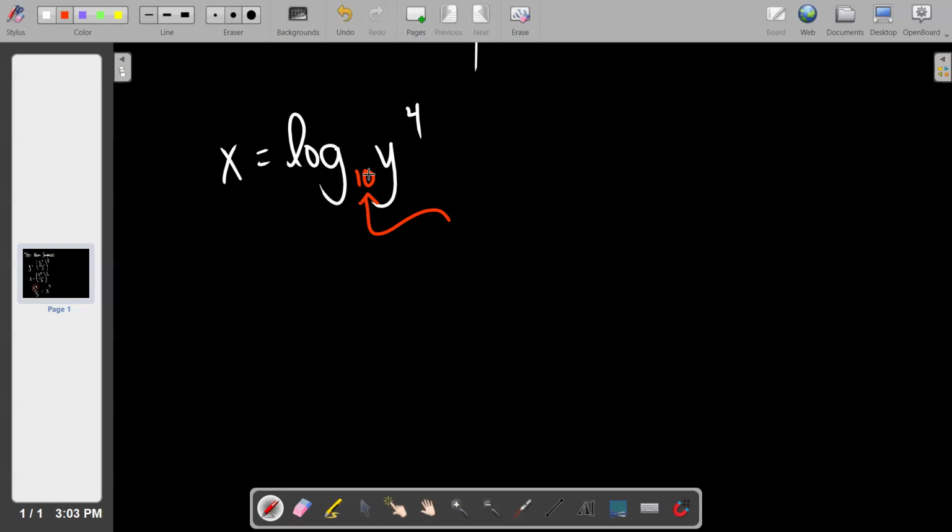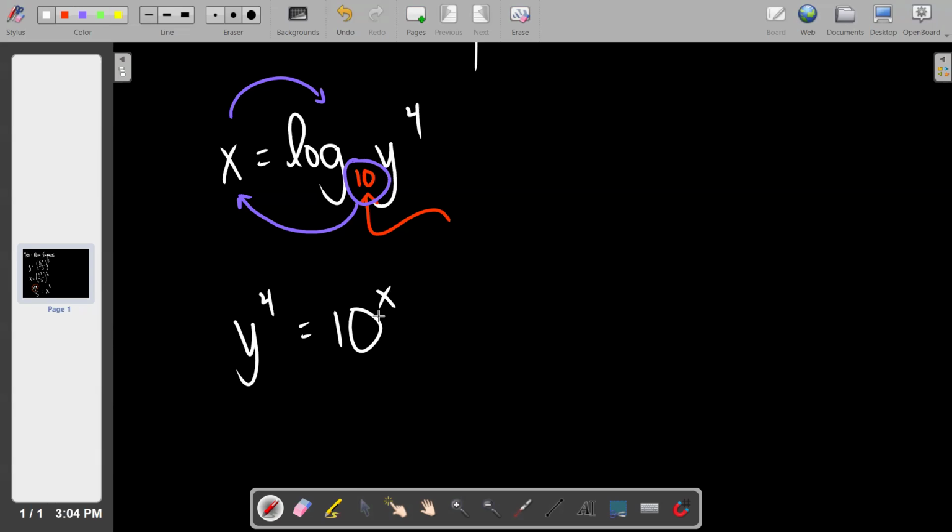Anyhow, once you insert that base in there, then you're free to work it out. What would this say? Remember the relationship: this to the this equals this, 10 to the power of X. So we're going to have 10 to the power of X is equal to y to the fourth. And I'm going to do a side switch.